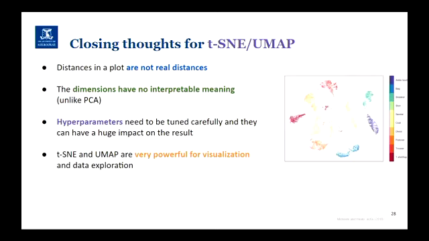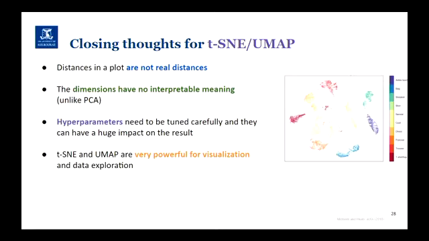The other thing is the dimensions have no interpretable meaning whatsoever, okay? This axis and this axis, we have no idea what they are. It doesn't have an inherent interpretation compared to PCA. So in PCA, we can say what's the contribution of the features for each of the components, not here. So this is basically focused on visualization.